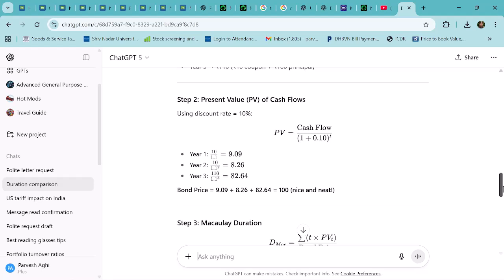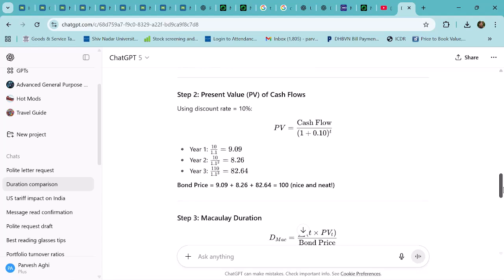Now for the second year you're getting another 10 rupees, but the present value should be 8.26. Here you're going to say 1.1 raised to power 2. Year 3 is going to be raised to power 3, but in year 3 you're getting your principal also back, 100 rupees plus the coupon. So suppose you add up everything. So in year 3 you get all your money back. Is it clear?